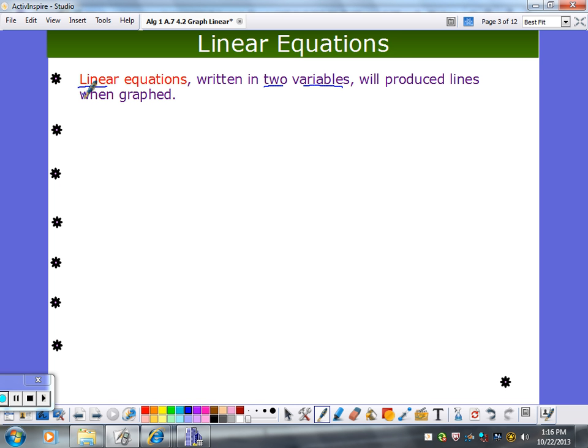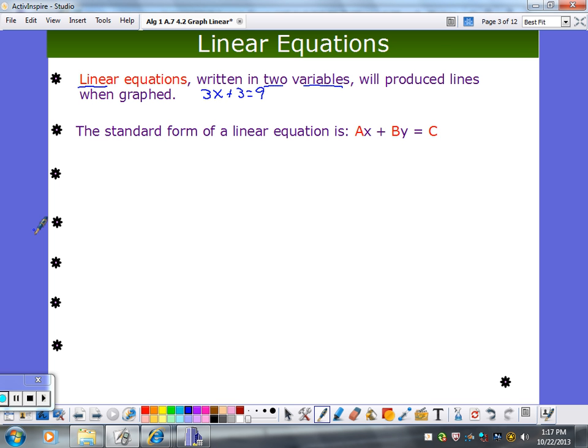And two variables. Now we're used to equations that look like this. How many variables in an equation like that? One. So we're going to be looking at equations that have two variables. So here's the standard form of a linear equation.